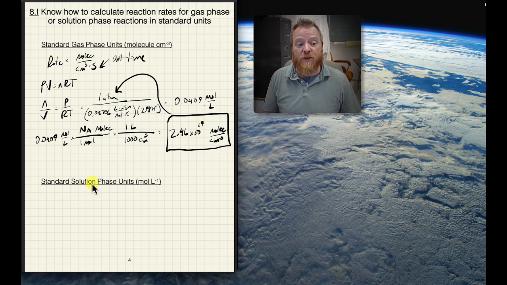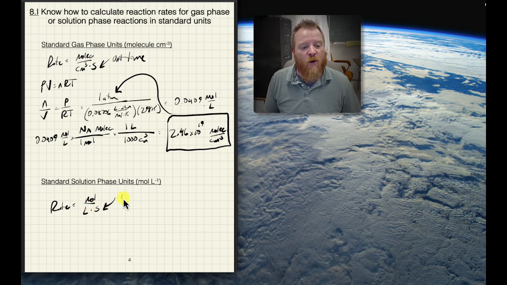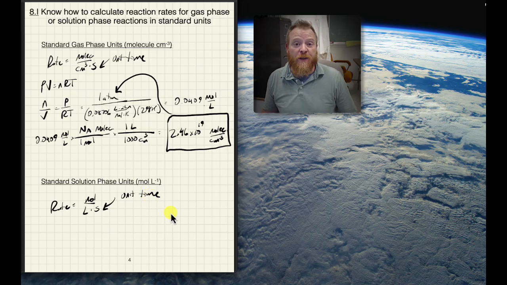Okay, so standard solution phase units, as you might have guessed, are in mole per liter. So not a whole lot to discuss there, other than that our rate will be mole per liter per second, or any unit time. So it could be mole per liter per hour, mole per liter per year, whatever is appropriate depending on the speed of our reaction.